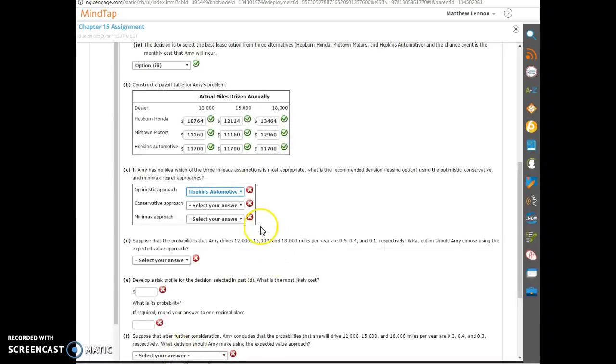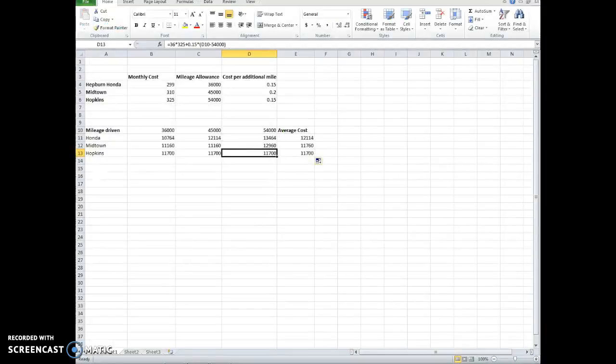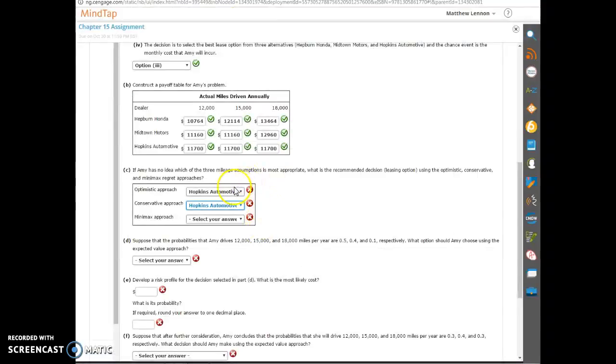Somehow I feel like I'm picking the wrong one, but let's see. I know the mini-max of, so conservative, let's say that's Hopkins. No, the optimistic I did wrong. It should be Honda. Because for optimistic, we're looking for the best case. So the optimistic, the cheapest you could pay if you don't drive a lot of miles is Honda at 10,764. So that should be Honda for the first one.